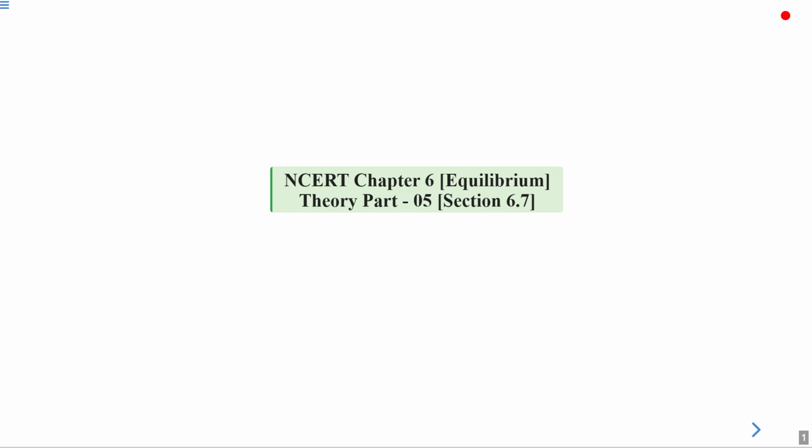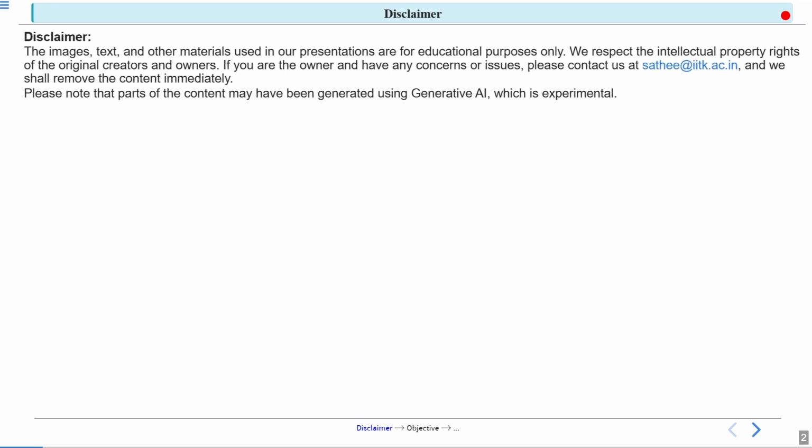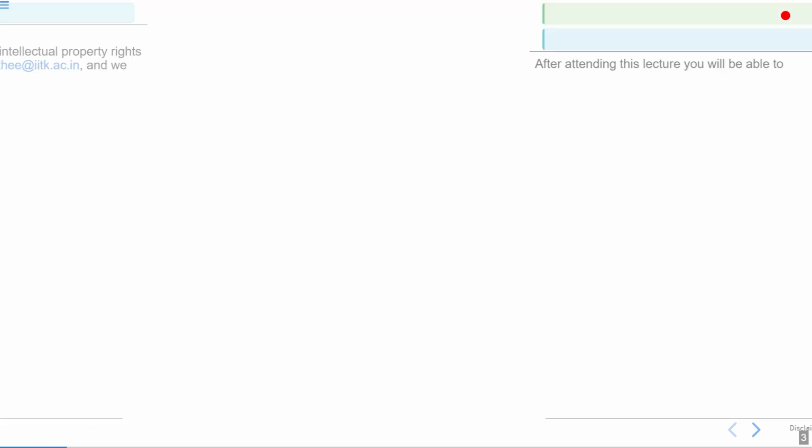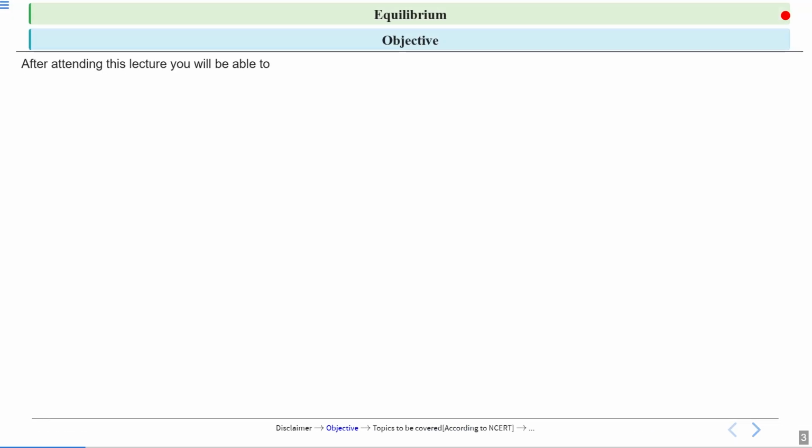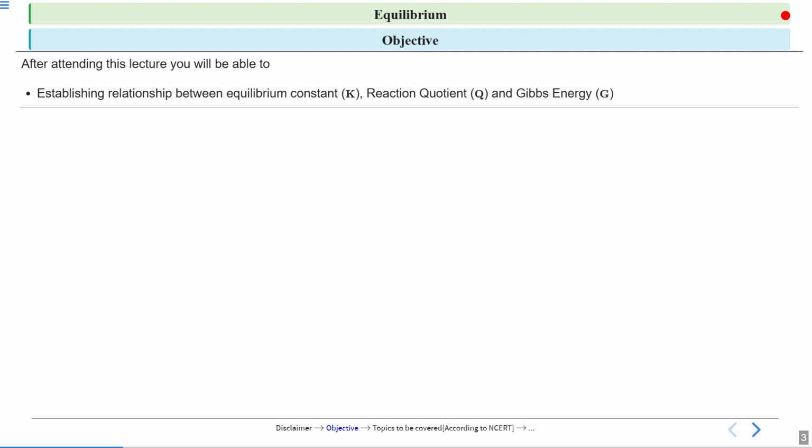So today we will see the NCERT chapter 6 equilibrium. Today will be theory part 5, in which we will cover section 6.7. This is the disclaimer. In this class our objective is to build a bridge between equilibrium and thermodynamics. We have already dealt with thermodynamics, and now we are on the verge of completing equilibrium.